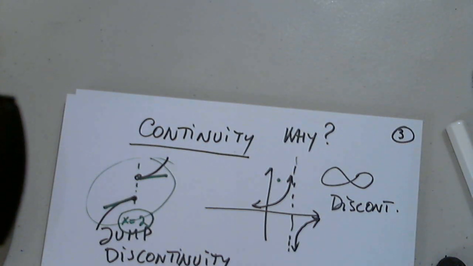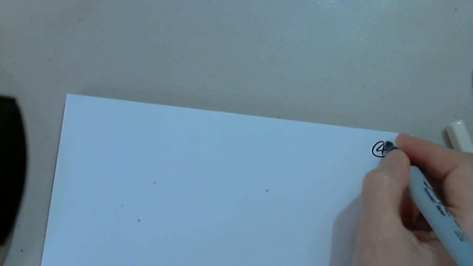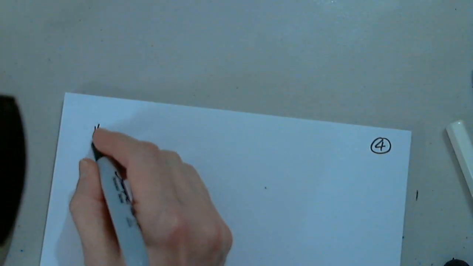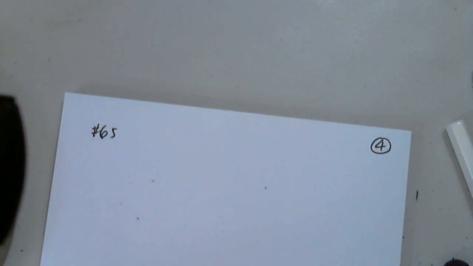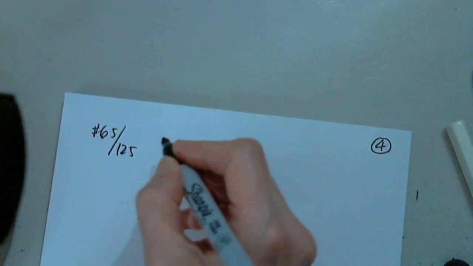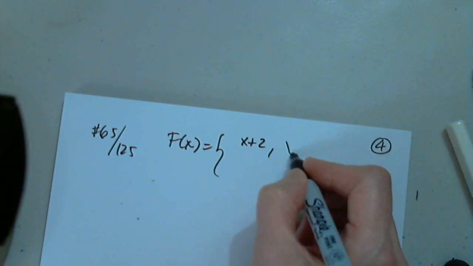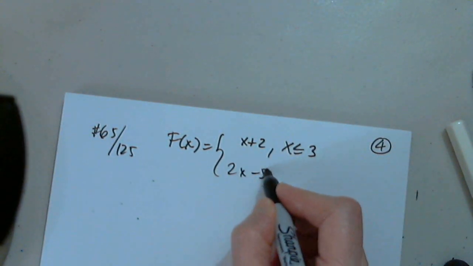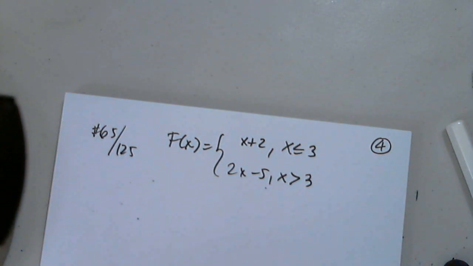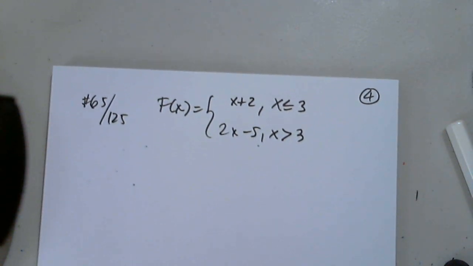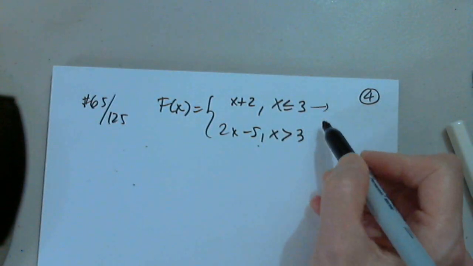For this one, I don't know. I have to determine. Okay, so let's look at 65. Which page am I on? Page 125. So we have f of x equals x plus 2 for x less than or equal to 3, and 2x minus 5 for x greater than 3. They want us to determine whether it's continuous at 3 or not. Okay, so perfect. Can anyone give us the interval notation for these two?